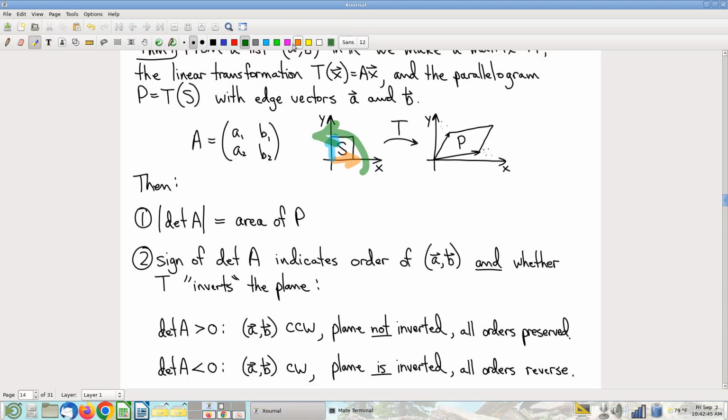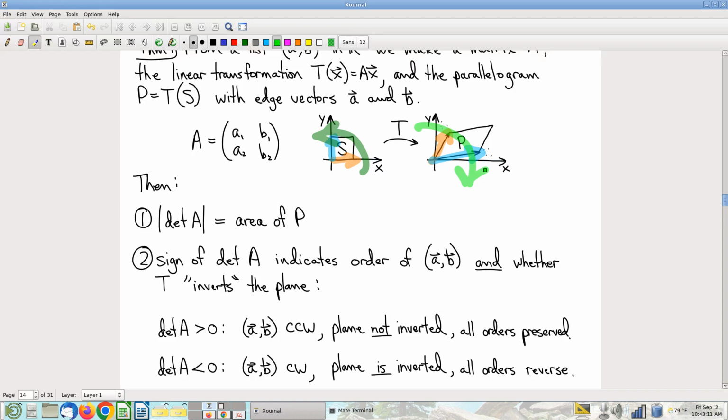Where is my, okay, here we go, orange. Let's suppose that was the first vector, image of E1. And let's suppose that was the second vector, image of E2. Well, then that list is now clockwise, and what does the linear transformation T have to do to turn a counterclockwise list into a clockwise list?